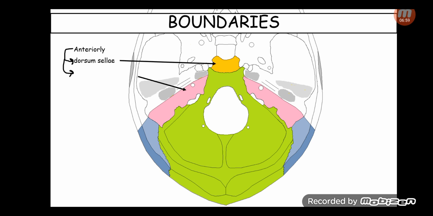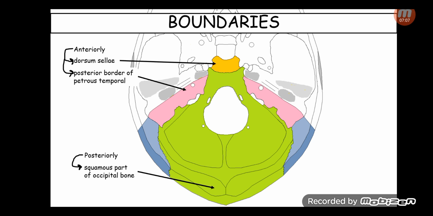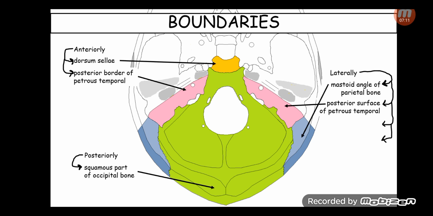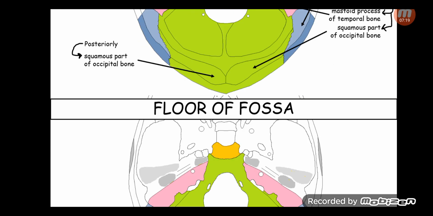Anteriorly, it is bounded by dorsum sellae and posterior borders of petrous part of temporal bone. Posteriorly, it is bounded by squamous part of occipital bone, and laterally it is bounded by mastoid angle of parietal bone, posterior surface of petrous temporal bone, mastoid process of temporal bone, and squamous part of occipital bone.